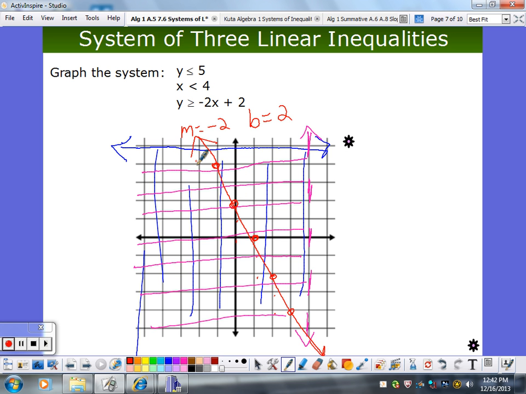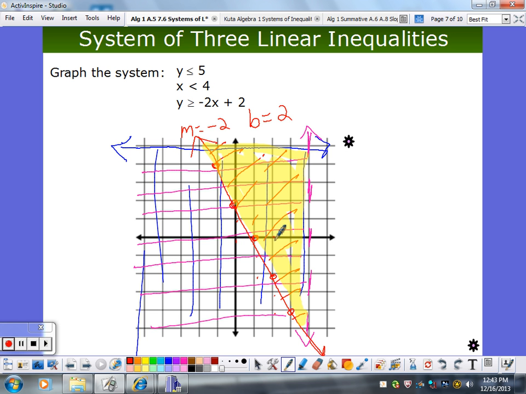Am I shading above or below this line? Which is up here, right? Now we're starting to see, and this is the hard part, where is the point of intersection? Like the top. Right here. I shaded in all 3 places right here. This is the region we're talking about. If you were to pick any xy pair in here, it would make all these true.